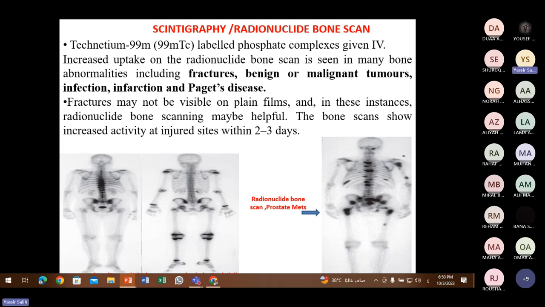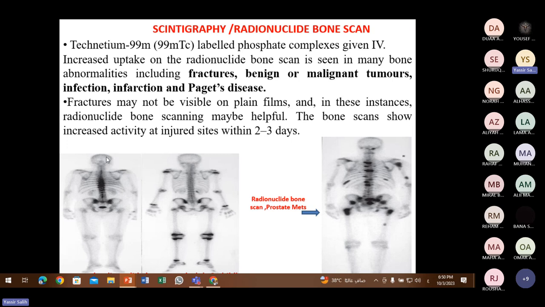If there is any one of these diseases in the area, you can see increased uptake. For example, a patient with a fracture of the rib: at the area of the fracture, you can see abnormal increased uptake. المنطقة بتبقى more dark, more black. And also if there is a tumor or Paget's disease or infection, this appears as an area of increased uptake.